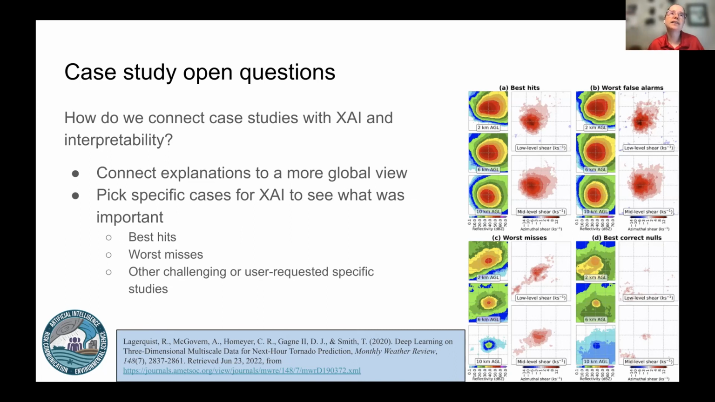And this was a different kind of case study than anything else we've talked about so far because they were aggregated case studies. We did individual cases and then we aggregated them into one graphic for a mean case study.